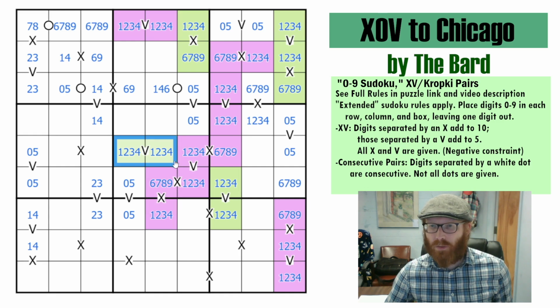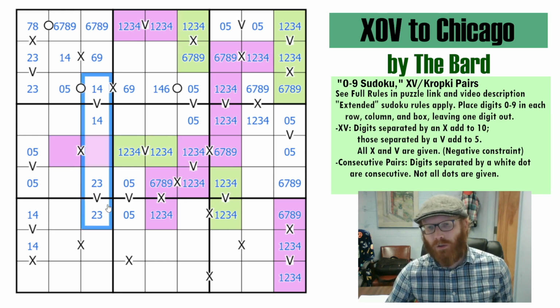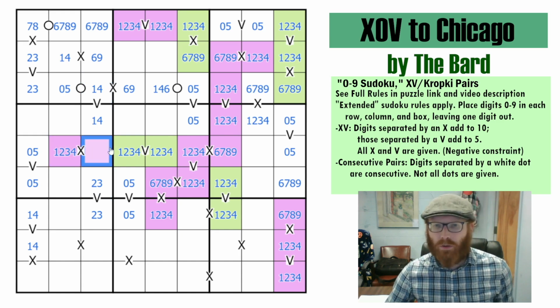What else do we have? Let's keep looking at these X's. This X sees both of the green, so its low is going to be a pink. The low can't be there because that cell sees all of the low digits. So that's going to be a pink 1, 2, 3, 4. That's a high pink.